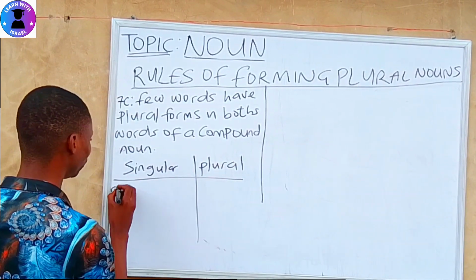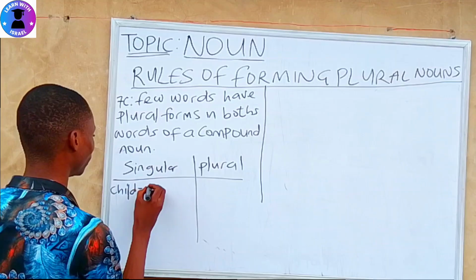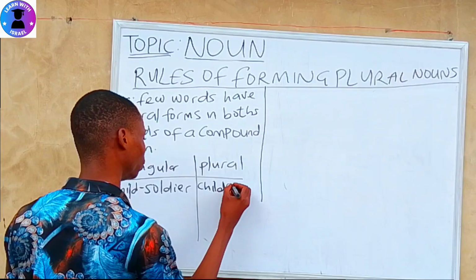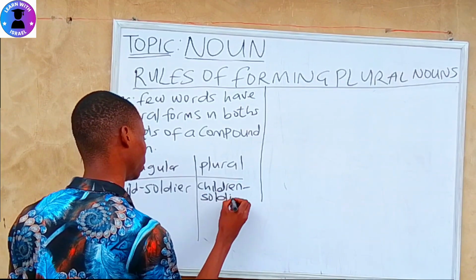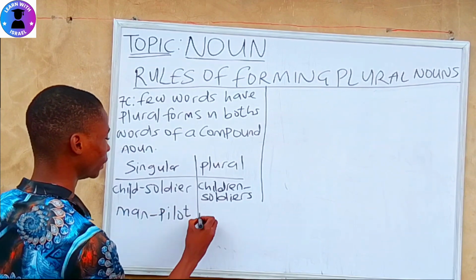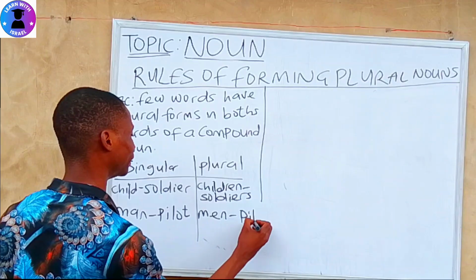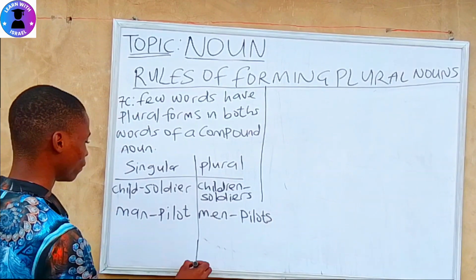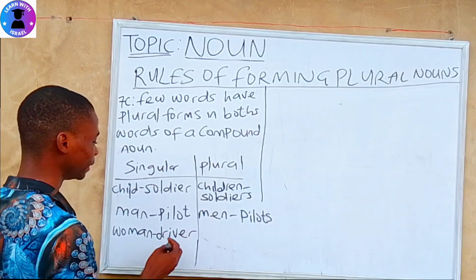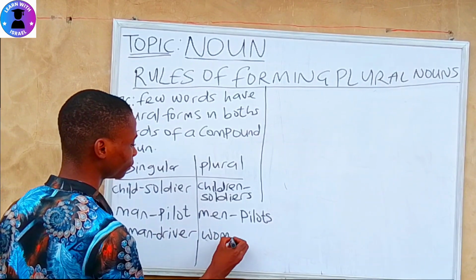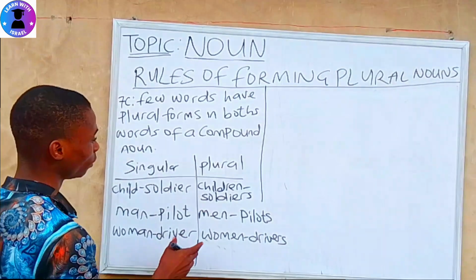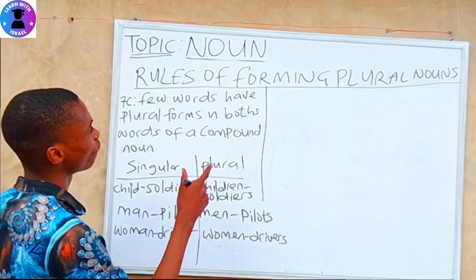First one, we have child soldier. We are going to pluralize both, which should be children soldiers. We also have man pilot. By pluralizing both, we will now change to men pilots by adding s. We also have woman driver. By pluralizing both, it will now turn to women drivers. So let me give one example more, and we round up on rules of forming plural nouns.